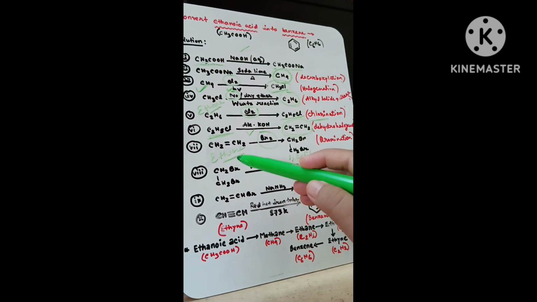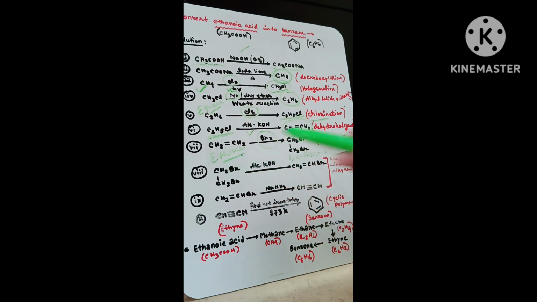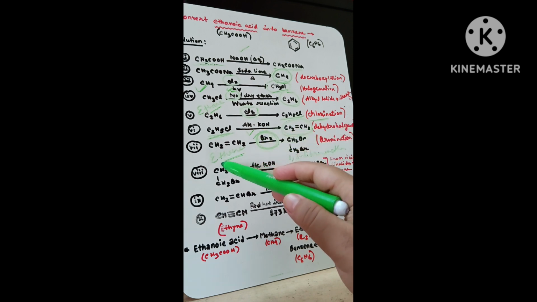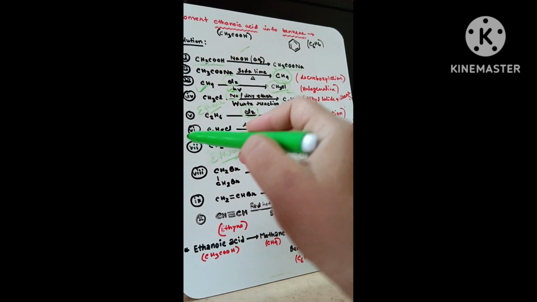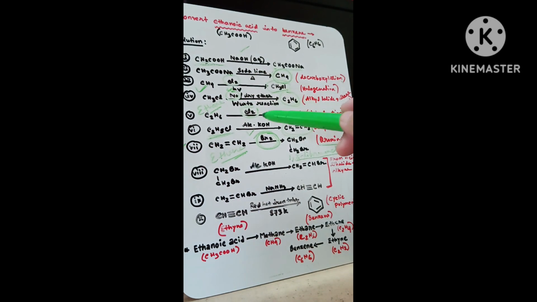Now this ethene is producing 1,2-dibromomethane with bromine. So ethene is reacting with bromine and producing 1,2-dibromomethane. This process is known as bromination, which is an important reaction in this process.